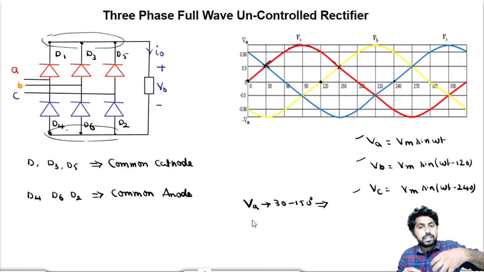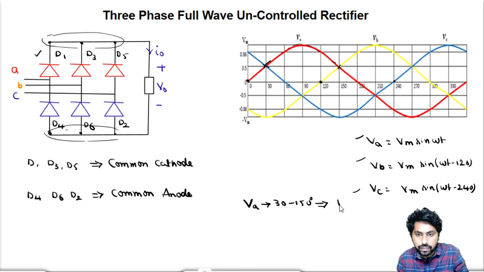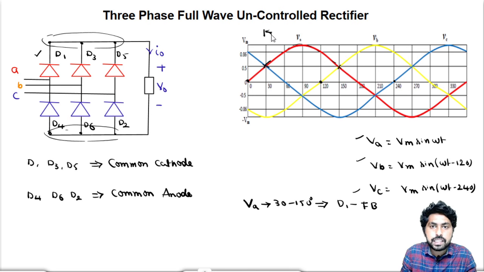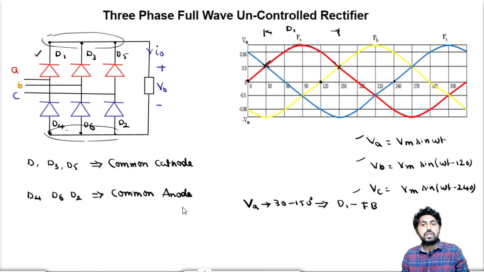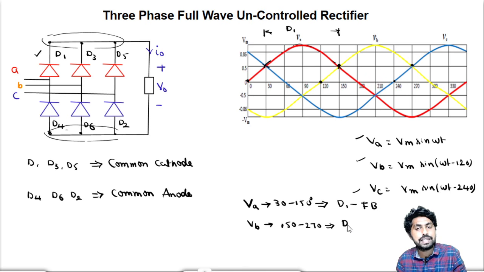In common cathode connection, if VA is most positive compared to the remaining phases, the corresponding device will get forward bias. D1 is connected to the A phase, so D1 will be forward bias between 30 and 150 degrees. Similarly, VB will be most positive from 150 to 270 degrees, so D3 will be forward bias.